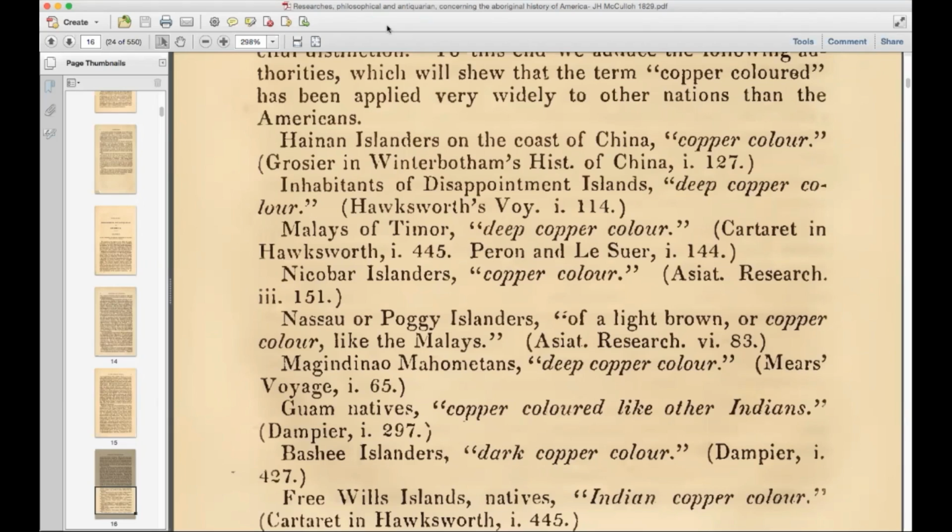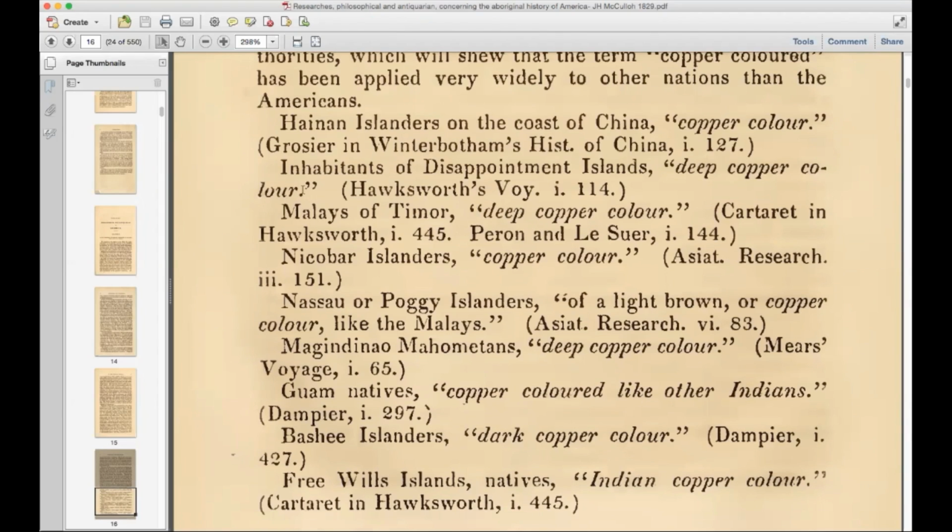All right, it says Hainan Islanders on the coast of China, copper color. So this is from a book, Grosier and Winterbotham's History of China. The inhabitants of Disappointment Islands, deep copper color, and that's from Hawkesworth's Voyages, 114.